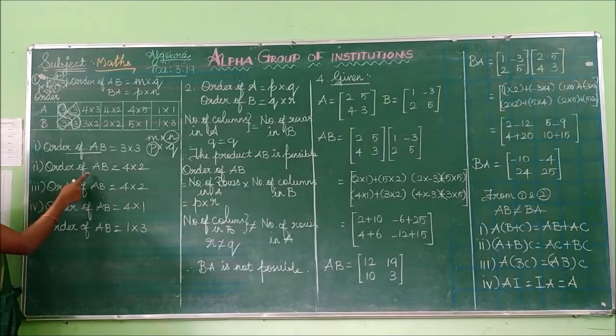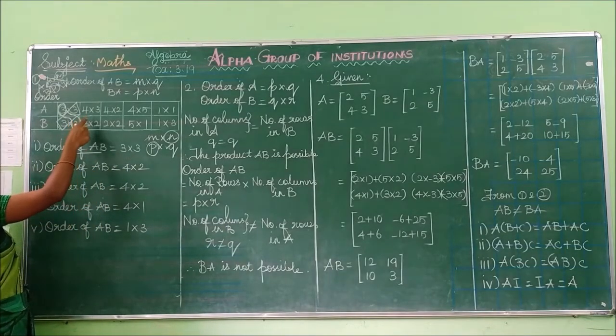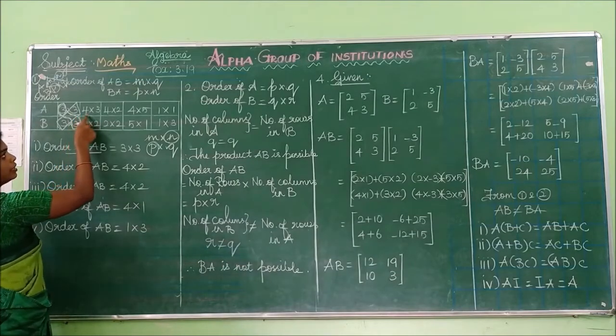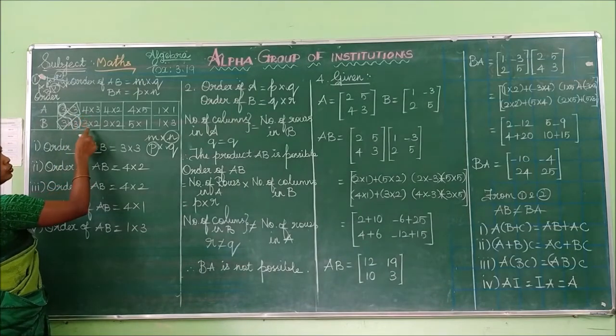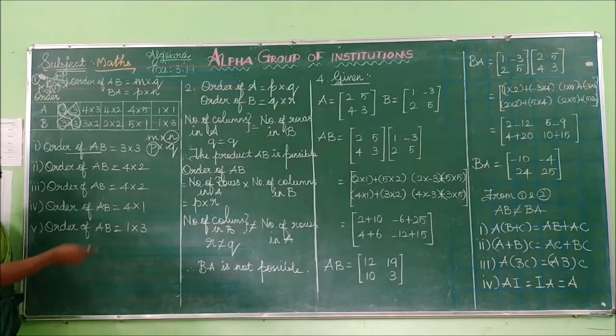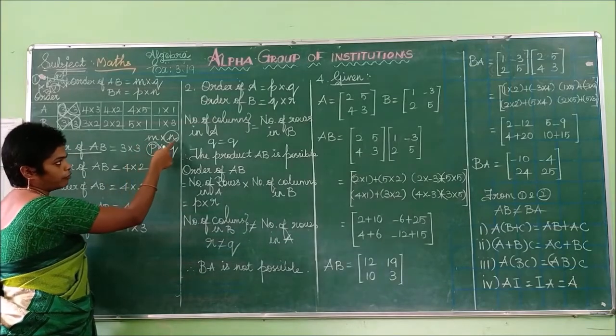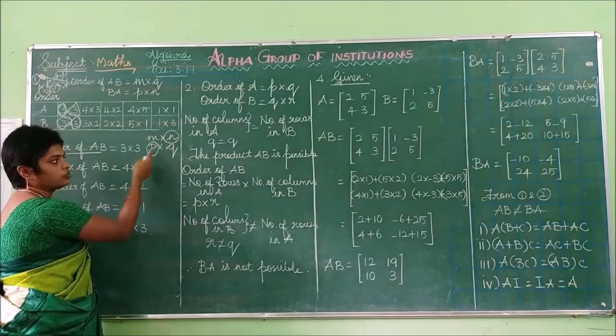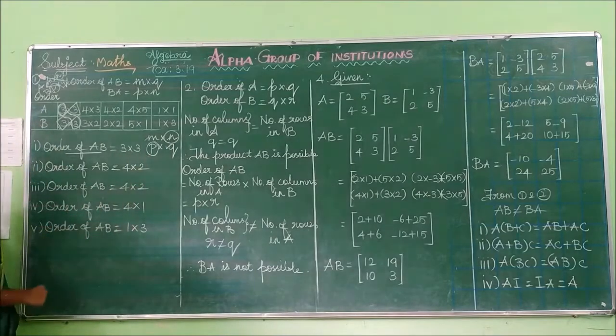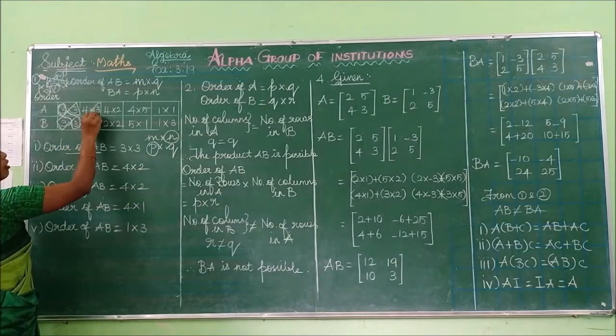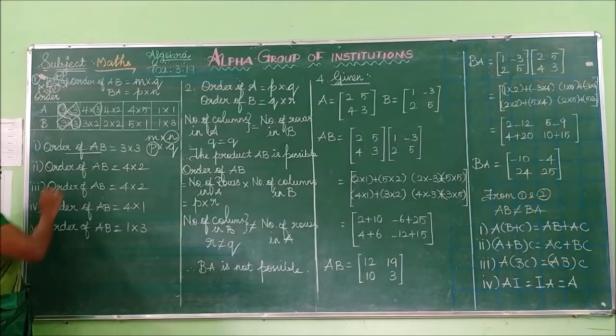Then write the order of AB for the second given matrix. What is the second given matrix? 4 cross 3 into 3 cross 2. First you have to verify that the number of columns in the first matrix is equal to the number of rows in the second matrix.